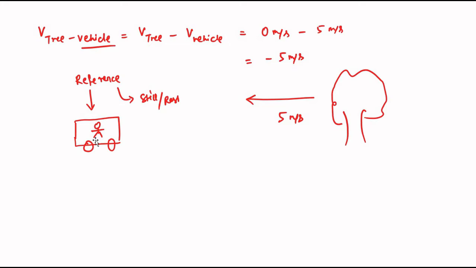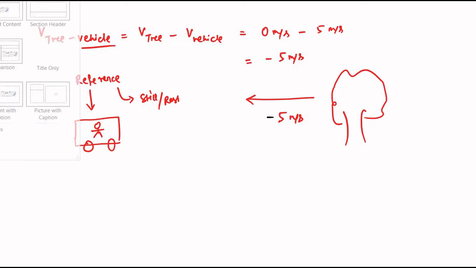This illusion is because of relative velocity, and this relative velocity here is minus 5 meter per second. The magnitude is 5, and the sign is minus because it is as if it is moving towards the left. So here we'll consider different cases for relative velocity.